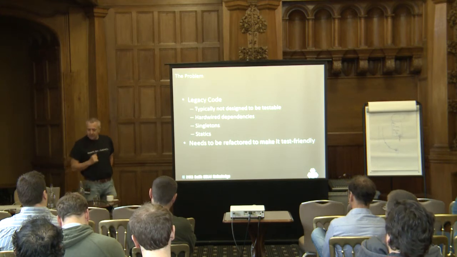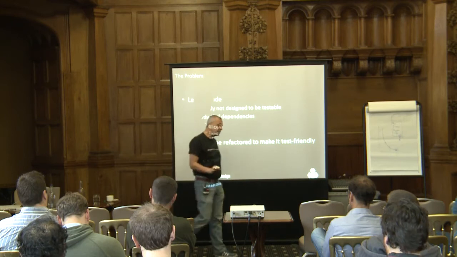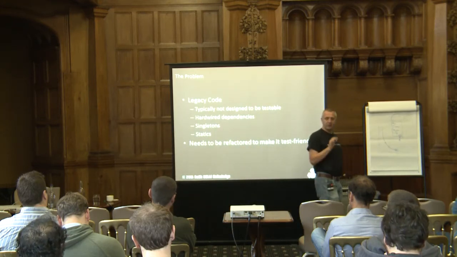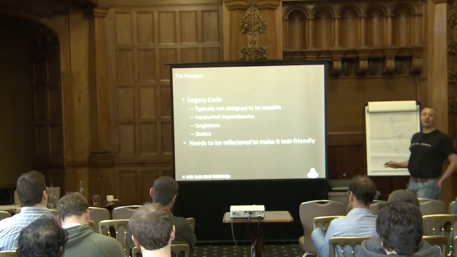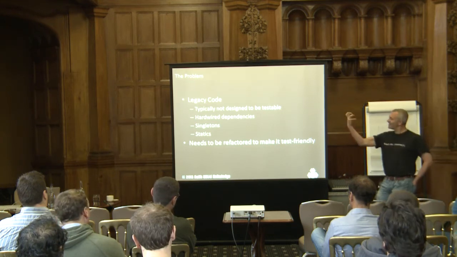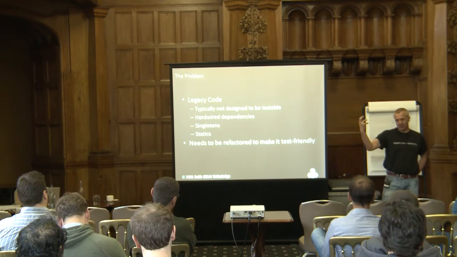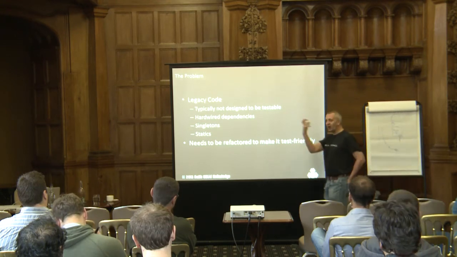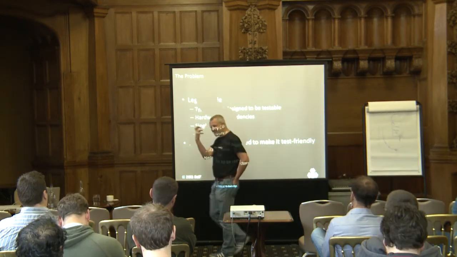Okay? So you have to design code to make it testable. And there are certain things that end up in code that make it very hard to unit test. Remember, unit testing is about isolating the system under test, the SUT, system under test. We want to isolate it as a single unit so we can test it in isolation.